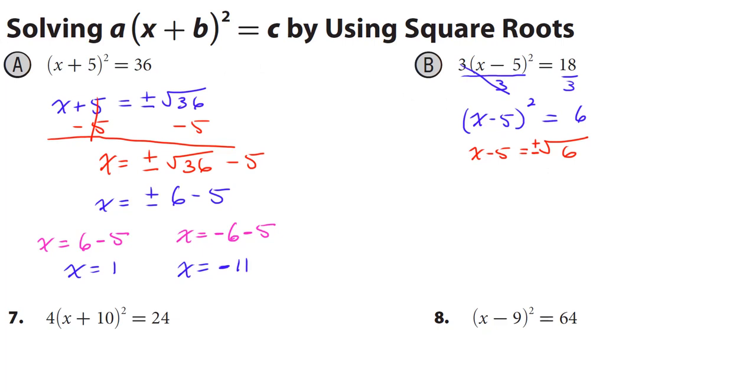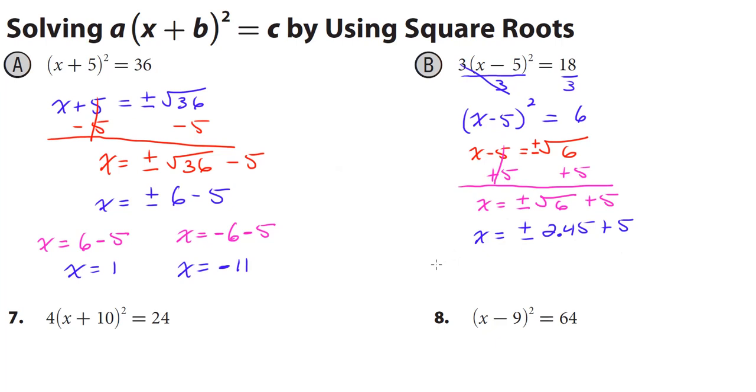And then I can go ahead and get rid of this negative 5. So I'm going to add 5 to both sides. And this gives me x equals positive or negative radical 6 plus 5. And again, 6 is not a perfect square, so I have to find the square root of 6 and then round to the nearest hundredth. So the square root of 6 rounded to the nearest hundredth is going to be 2.45. So I have here x equals positive or negative 2.45 plus 5.